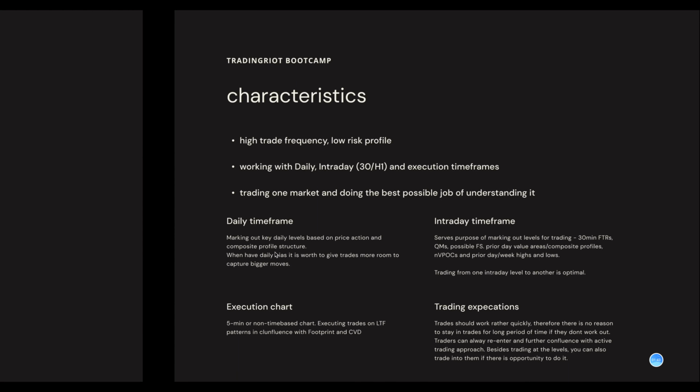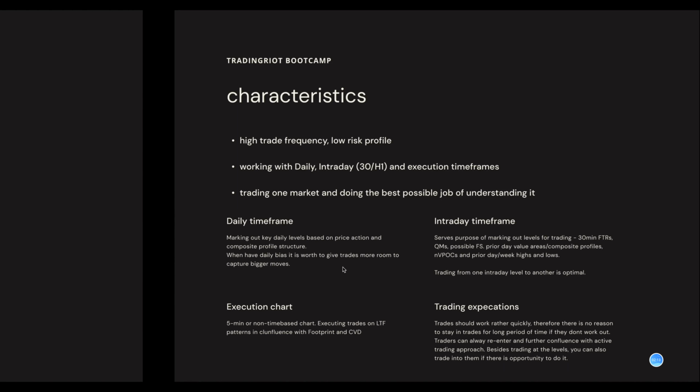The daily time frame is going to work for marking out the key daily levels based on price action and composite profile structure. When you have a daily bias, it is worth giving trades more room to capture bigger moves. Even if you are day trading and the market is hitting some sort of key level where it can run for a couple of days, you should be aware of that, and therefore be able to let trades run for a bit.